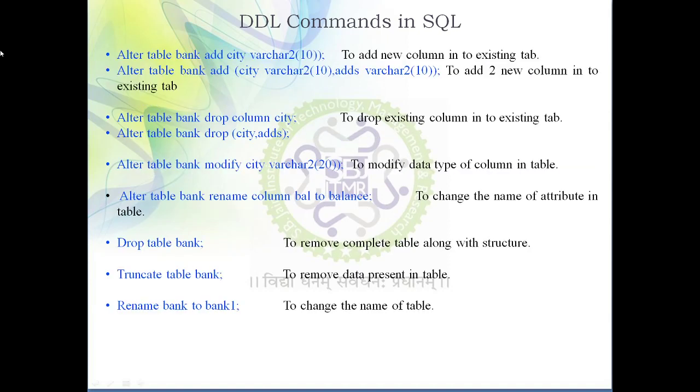Now the next command is the alter command. So the alter command is used to make changes in the structure of a table. So what you can do with the help of the alter command, you can add a new column, you can drop an existing column, you can make a change in the data type of a particular column, or you can rename the column name.